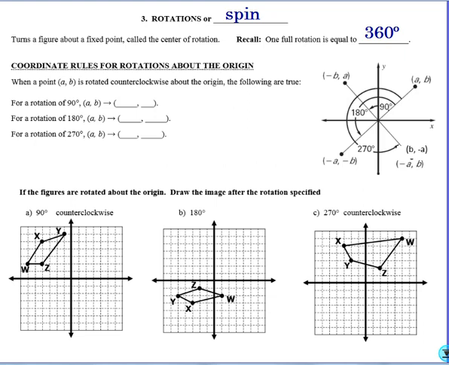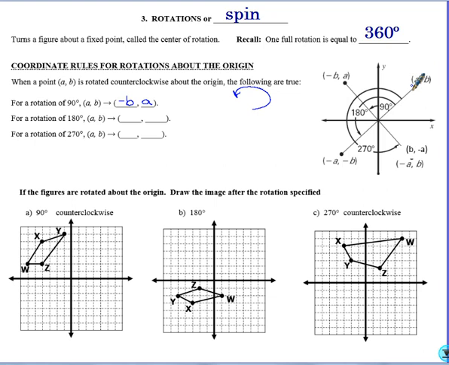So we actually have a set of coordinate rules about rotating about the origin, which is typically what we do in this class. If I have some coordinate point (A, B) and I rotate it counterclockwise about the origin, remember counterclockwise goes this way, opposite of a clock. If I rotate that point 90 degrees, the coordinates switch places and the y coordinate becomes negative.